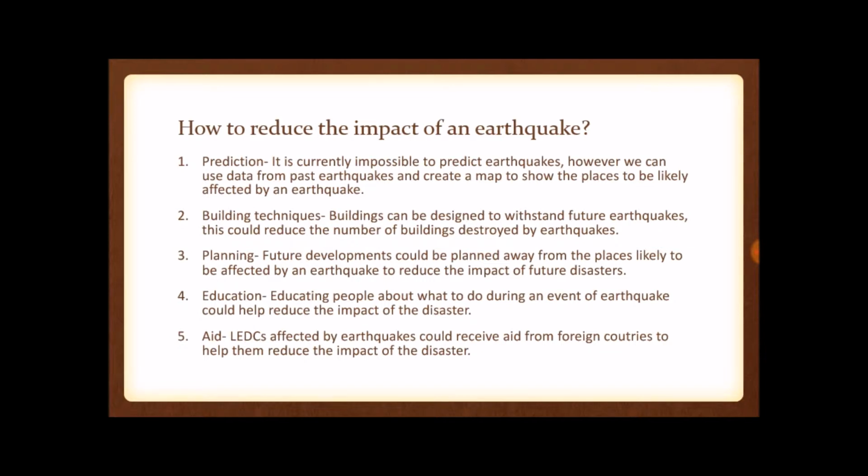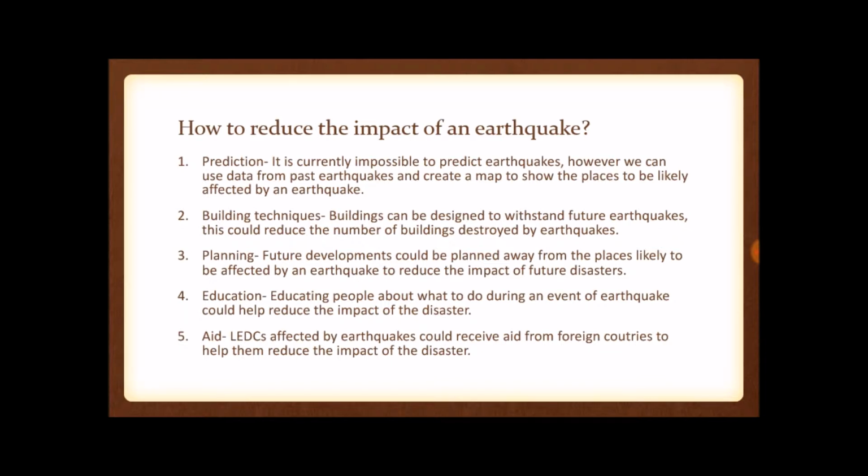In this way builders can specialize buildings to withstand earthquakes. Techniques such as crossbars could be used to strengthen the foundation of a building, and so in case an earthquake occurs, the building can withstand the tremors. So yeah, it's a very useful method.